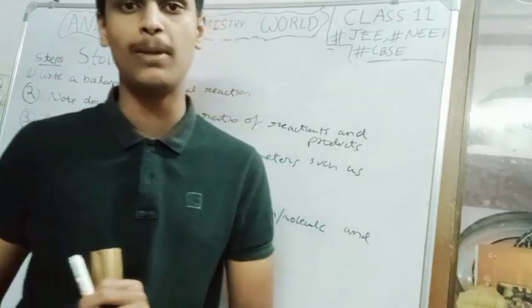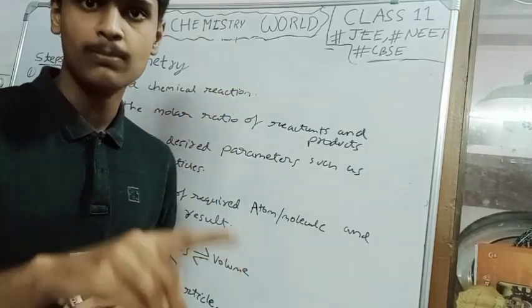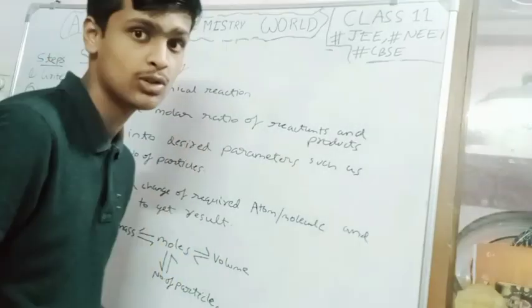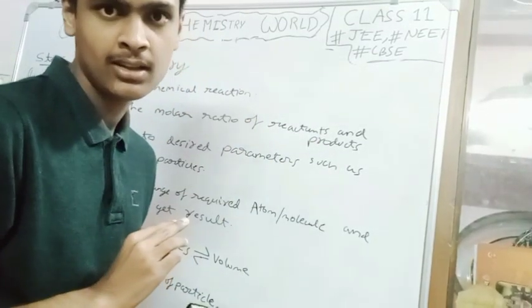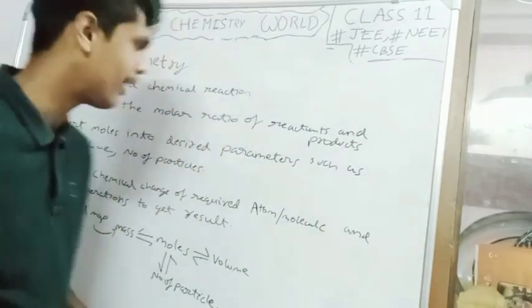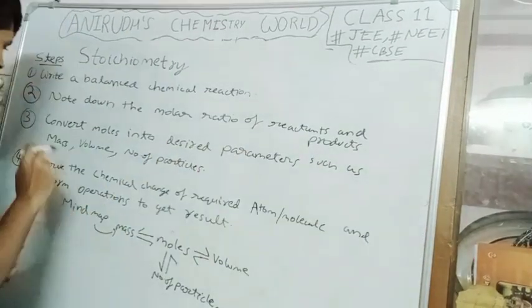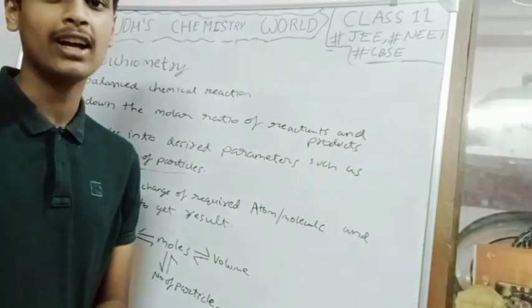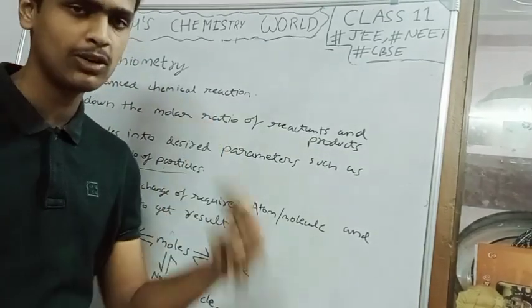In these three formulas, you are linking moles with mass, volume, and number of particles. These three are the parameters here. Since moles are linked with these three parameters, you can convert moles into any of them. That's the only meaning here. You can convert moles into desired parameters such as mass, volume, number of particles, because you have a direct formula based on this. So you can convert as per your wish.